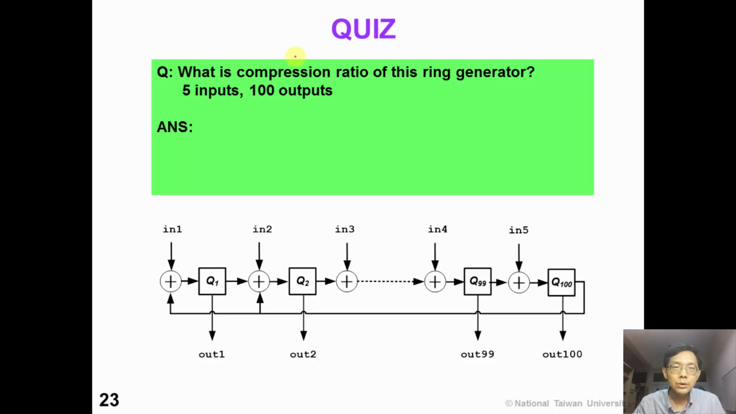Now, it's time for you to work on a quiz. Given this ring generator with 5 inputs and 100 outputs, what is the compression ratio? Please pause the video and work on this quiz. Okay, have you got it? The answer is easy. The compression ratio is equal to 100 divided by 5, which is 20.